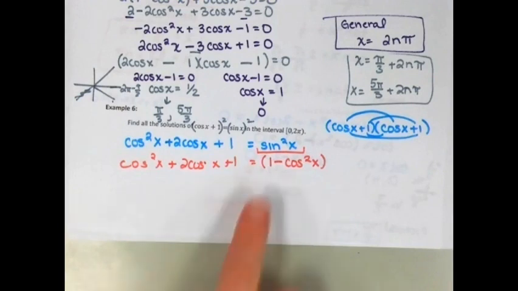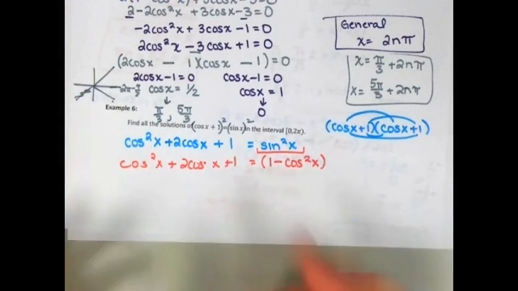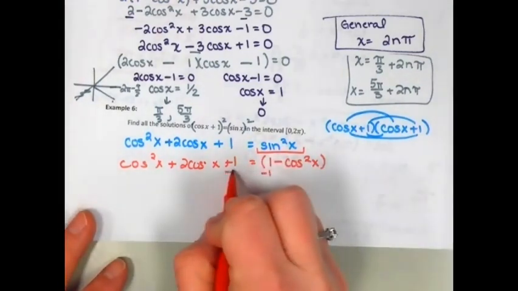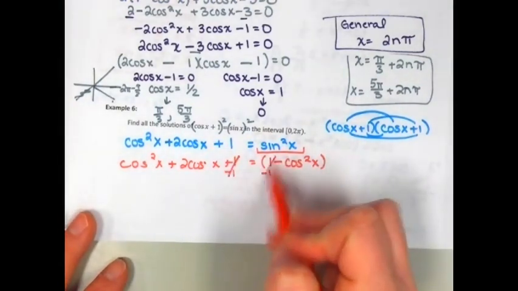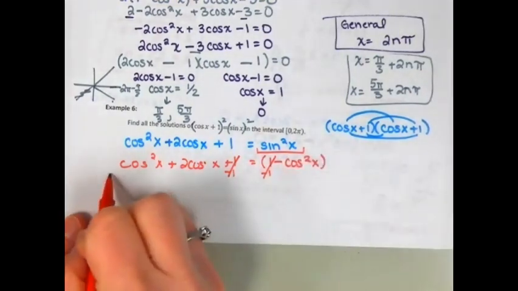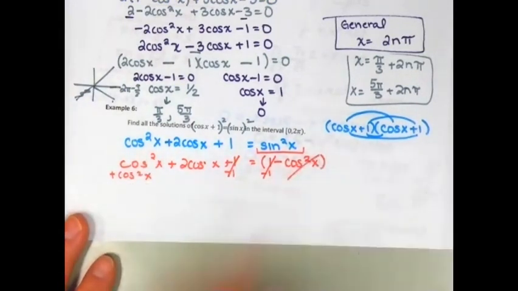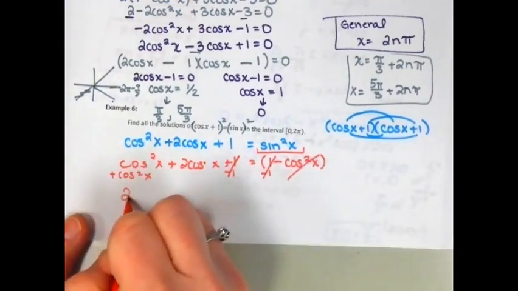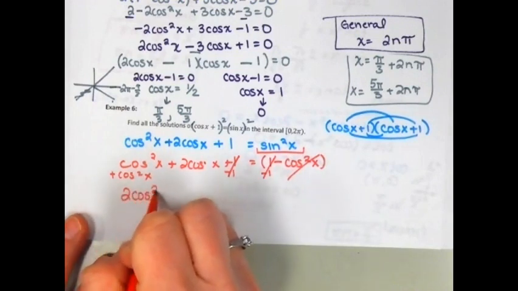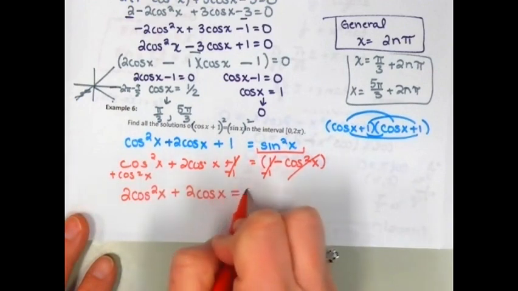Now, are we able to move this stuff over to the other side and combine like terms? How do I move this 1 over? Subtract it. And what happens to these 1s? Don't they cancel out? How do I move the cosine squared over? Add it, right? What's cosine squared x plus cosine squared x? 2 cosine squared x plus 2 cosine x equals 0.